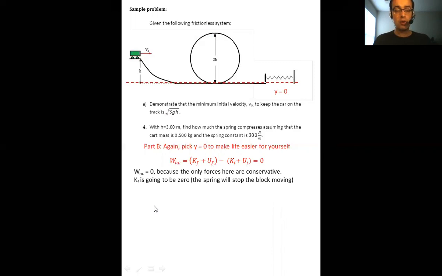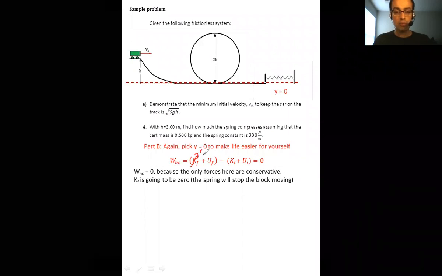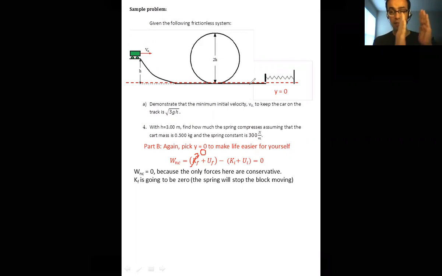We also know that K final is going to be 0, because in this problem, the cart is going to strike the spring, the spring is going to compress, and the cart is then going to stop. So at the very end of the problem, the kinetic energy of the cart is going to be 0 because the velocity of the cart is going to be 0.